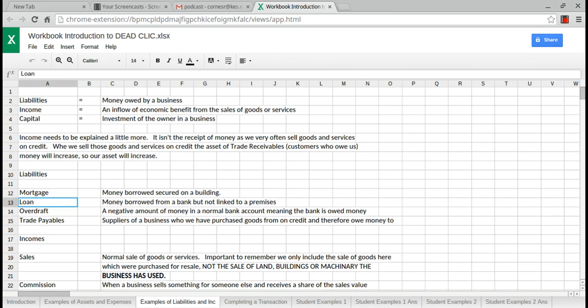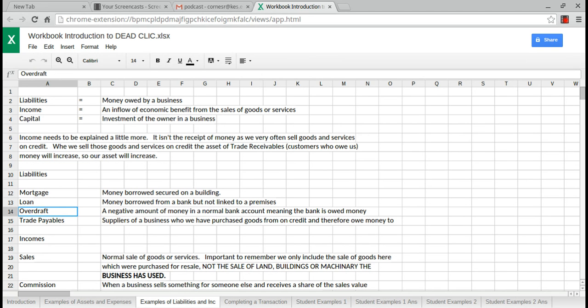Looking down the examples of liabilities, a couple may need some explanation. A mortgage is really a kind of loan, but it's normally got a building or possibly land attached to it. Then there's an overdraft. Normally in our bank accounts, we've got a positive amount of money. So when I get paid, my money goes into my bank account and I have an asset.